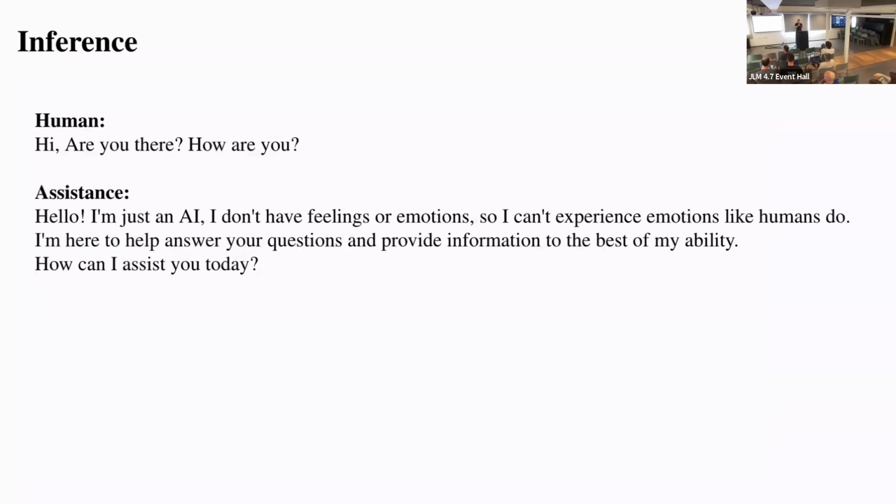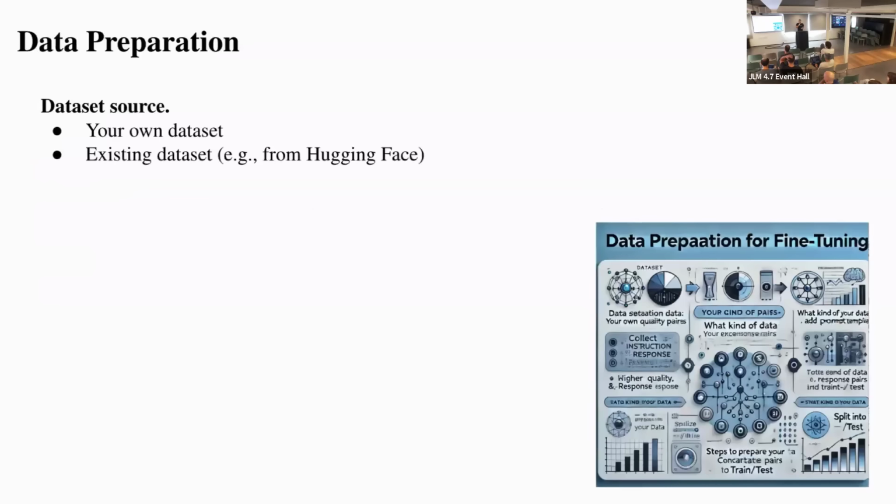"Hello, I'm just an AI. I don't have feelings or emotions, so I can't experience emotions like humans do. I'm here to help answer your questions and provide information to the best of my ability. How can I assist you today?" So a very typical response of a chatbot LLM. And as I said before, also check your model with some relevant samples from your data to get a sense of its current capabilities before you go to the fine-tuning.